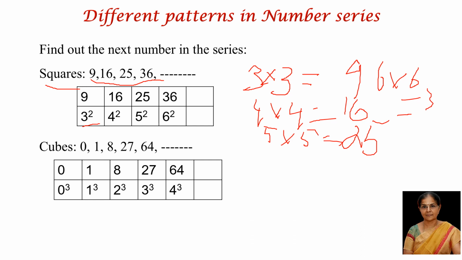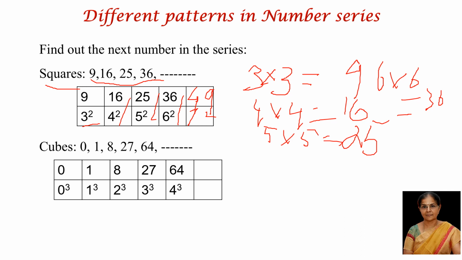So this is how we derive the next number in the series. So this is 3 squared and this is 4 squared and this is 5 squared and this is 6 squared. And what should we get? The next number should be 7 squared. See the pattern? So 3 squared, 4 squared, 5 squared, 6 squared, 7 squared. What is 7 into 7? 49. So the next number in the series is 49. Got it?